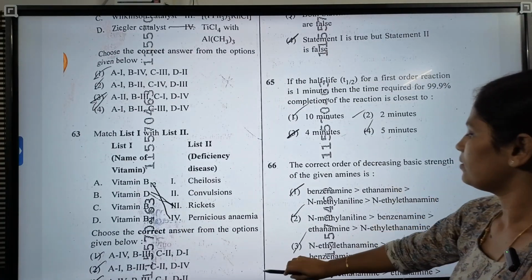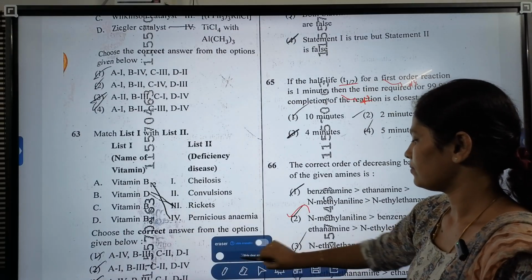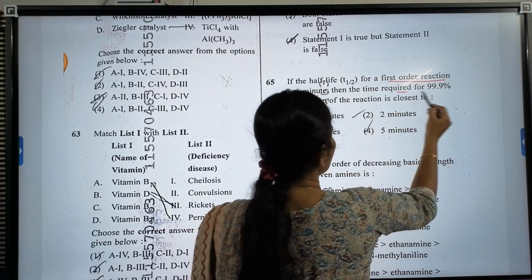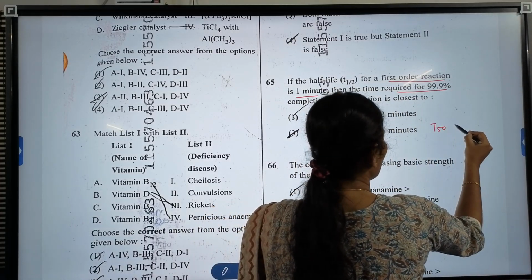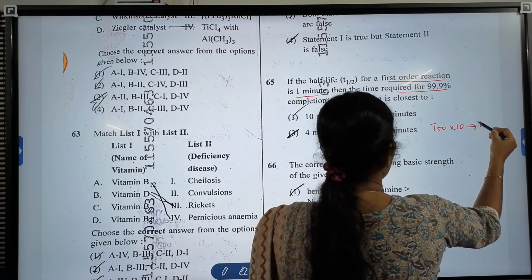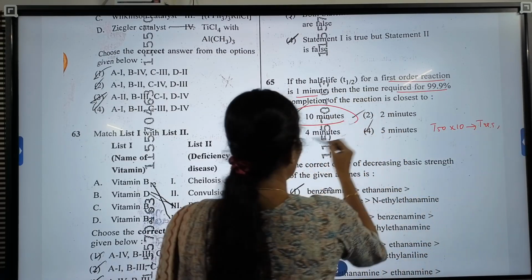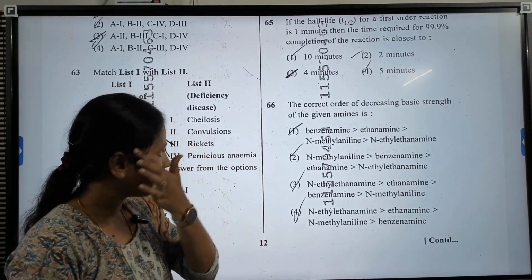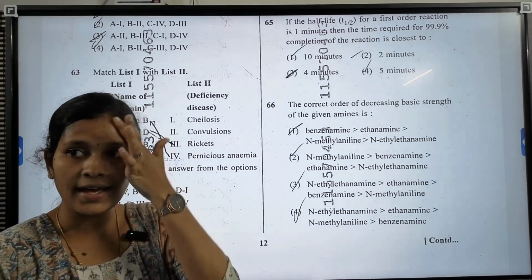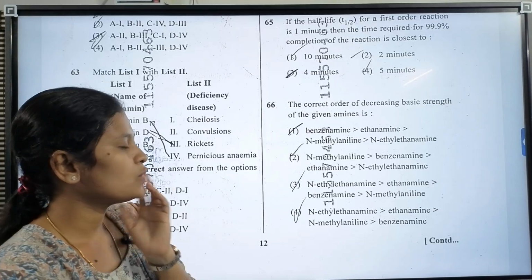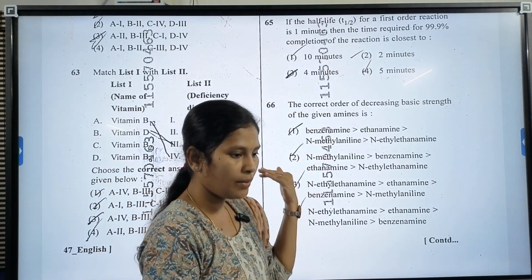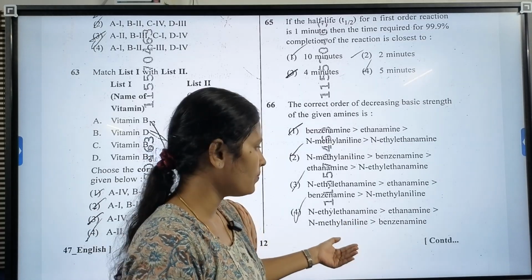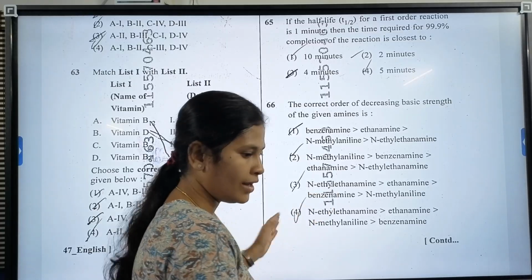65. The half-life of a first order reaction is 1 minute, then what is the time? You know very well, t50 into 10 will be t99.9, so it will be 10 minutes. The correct order of decreasing basic strength of the given amines: we know that aliphatic amines are stronger bases than aromatic. So benzenamine should be last, but in that case the N-methyl secondary will be more than that. And next ethanamine and its secondary. So we can go with the fourth option.